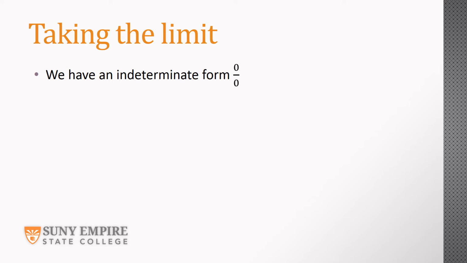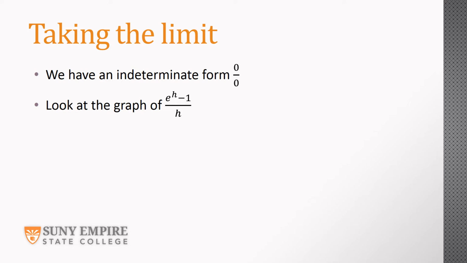But what happens when we actually take that limit? E to the 0 power is 1. So we have 1 minus 1 divided by 0. We have a situation where we have 0 divided by 0.